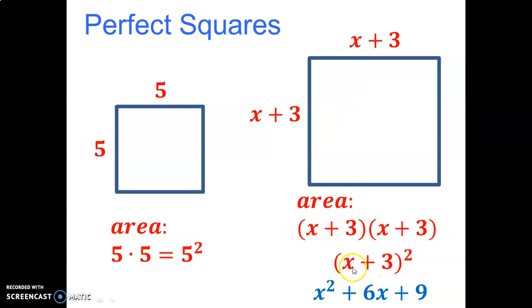Now notice some patterns. Notice this x has been squared to become x squared, and this 3 has been squared to become 9. And the middle number is like 3 times x times 2. So the middle number in a perfect square will always be that thing times 2. Remember that. So if you're going backwards, if somebody said factor this, you could say, oh, this is going to become the square root of itself, 3. The square root of x squared is x. And then we have plus in the middle here.